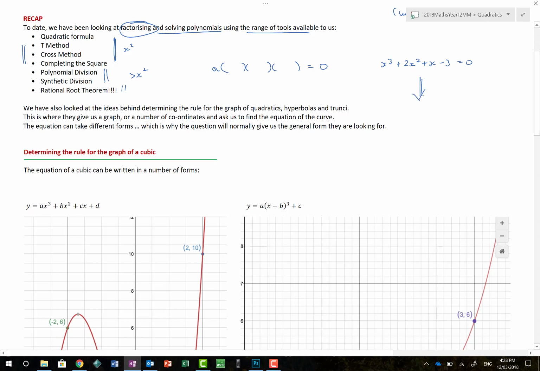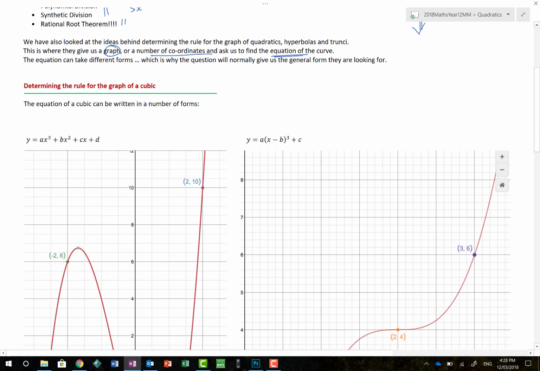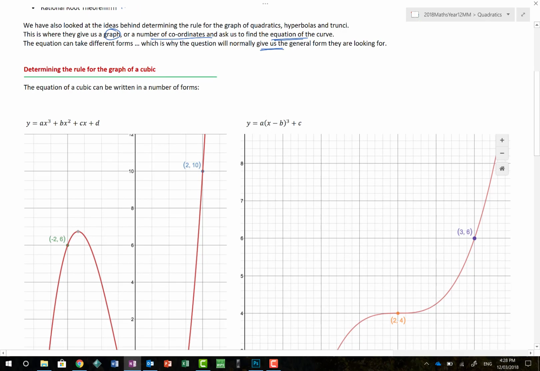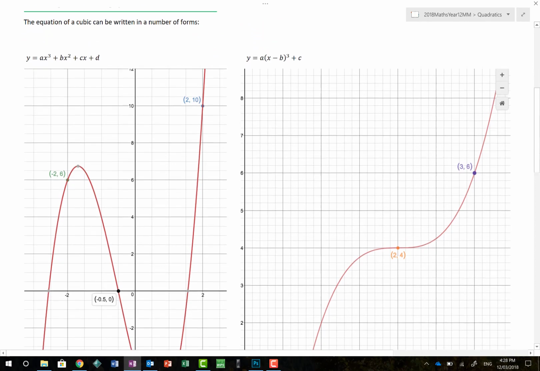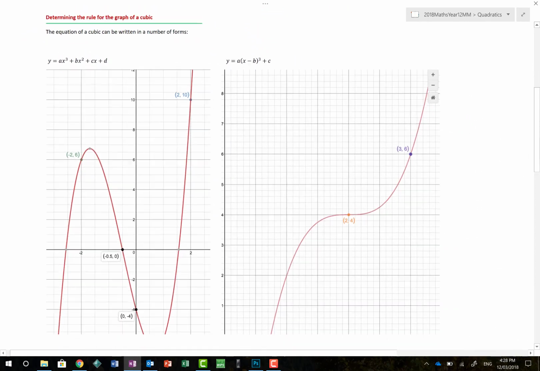Doing things backwards is where they give you graphs or a number of coordinates, and they ask you to then find the equation of the function. The equation can take different forms, which is why the question will normally give us what it is they're looking for, if you're lucky. Sometimes you can look at some graphs and you just go, oh, okay, I know exactly what it is they're looking for, and I know the format it's going to take.